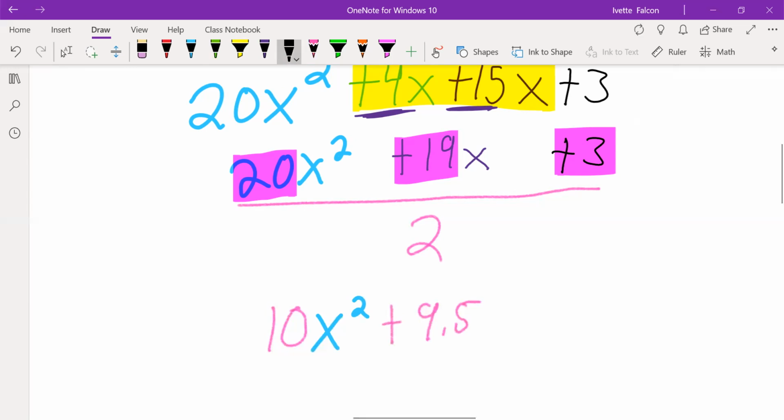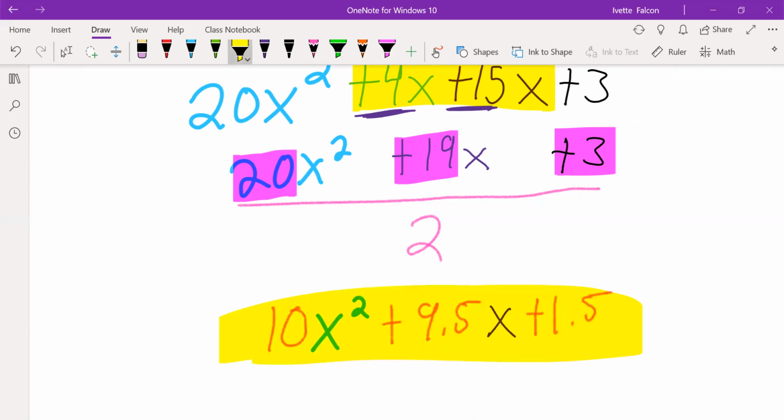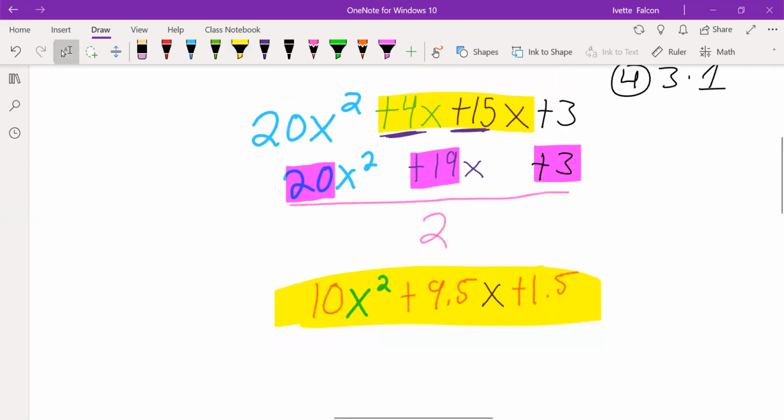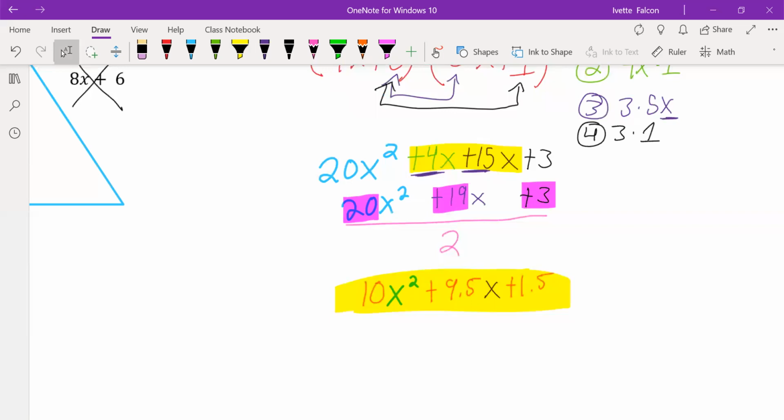And my letter x stays the same. The last one that you're going to do is 3 divided by 2. Again, that gives you a decimal. You can leave it as a fraction or you can turn it into a decimal. I'm going to go ahead and turn it into a decimal. So plus 1.5. And this would be my final answer. So the area of this triangle is 10x to the power of 2 plus 9.5x plus 1.5.